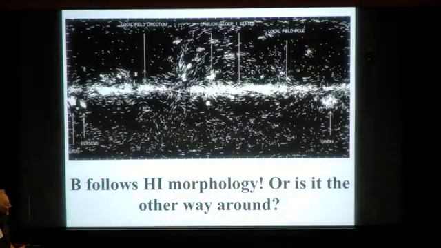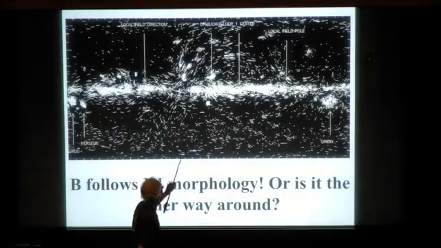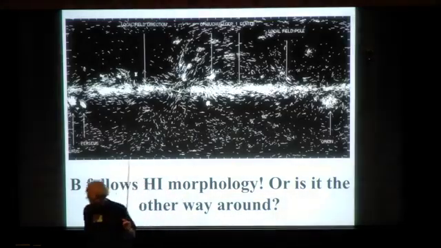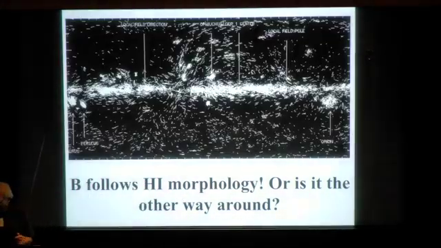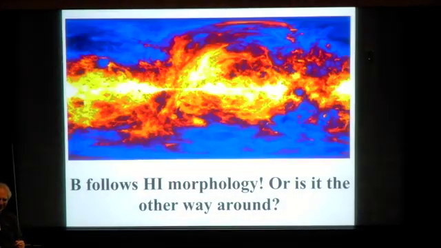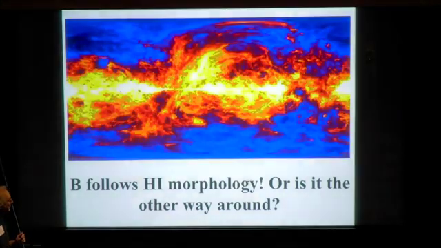So here's a view of the North Polar Spur superbubble, which goes like that. And you can see that the expanding shell has swept up the field lines, and we have a distinct relationship between field and gas motions.